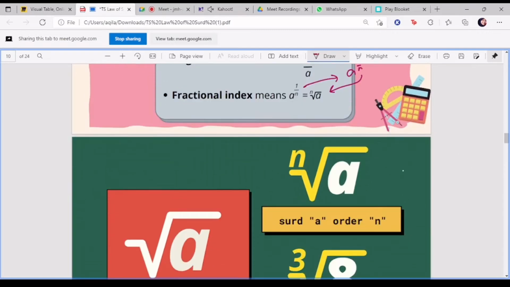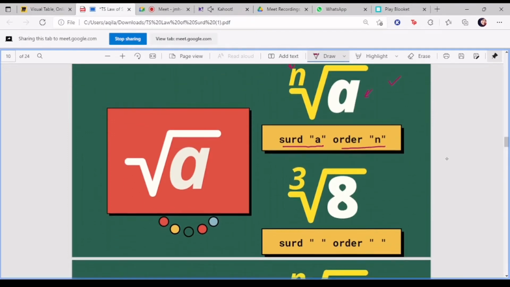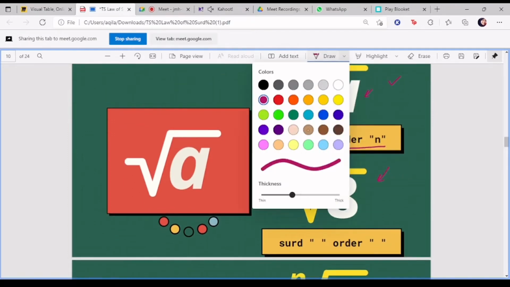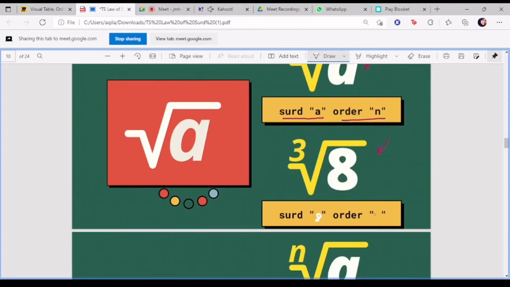Yes. Is it the same with this? Yes. Okay, so we need to know how to pronounce it correctly. The way to pronounce it: inside the radical here, you call it surd A. Meanwhile, on the outer side here is order n. Okay, so how about this one? Surd A order 3. Okay, very good.